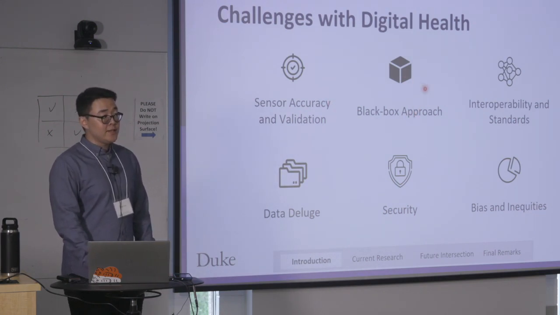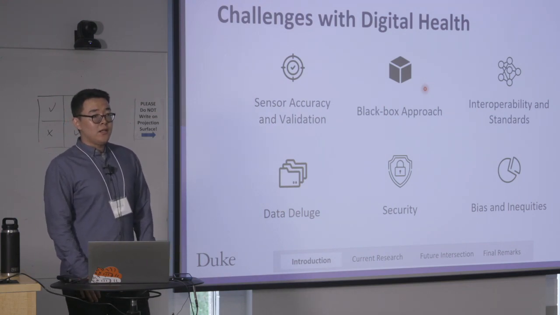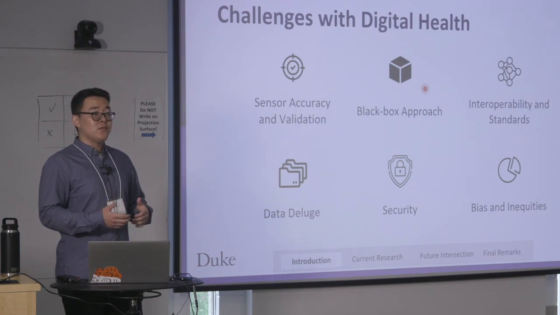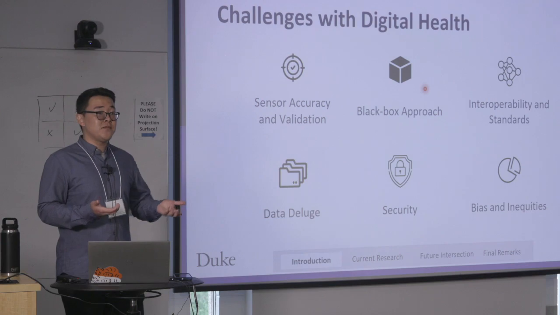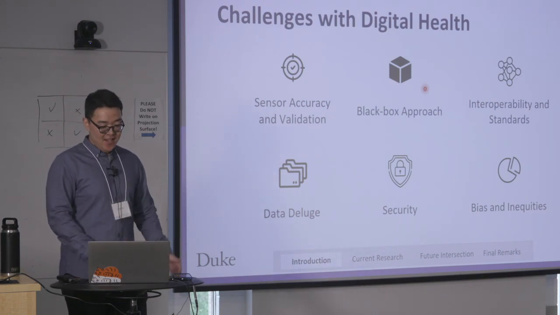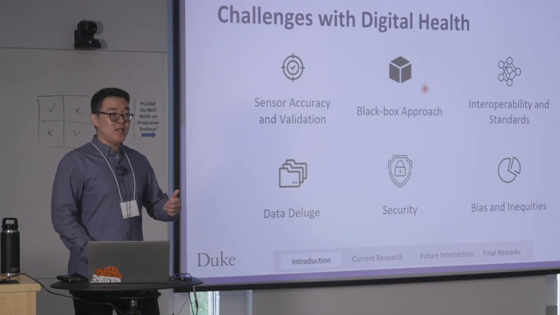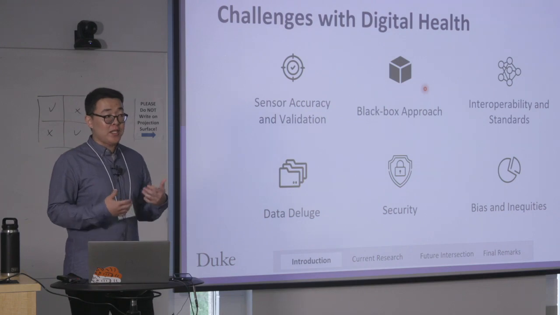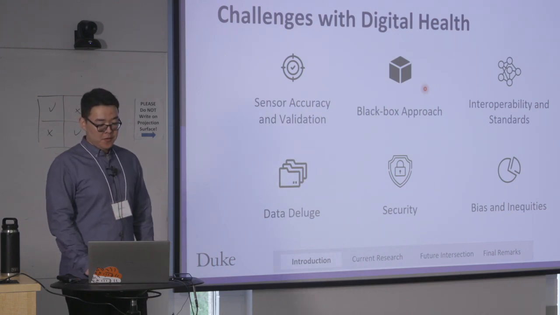The second issue is the black box approach. A lot of these companies have proprietary algorithms and methods for coming up with these calculations, and we don't necessarily know how they're coming up with these values, and they won't necessarily let us know how they generated these values. And so we as researchers and engineers are trying to reverse engineer a lot of these problems back so that we can understand how they're coming up with this.